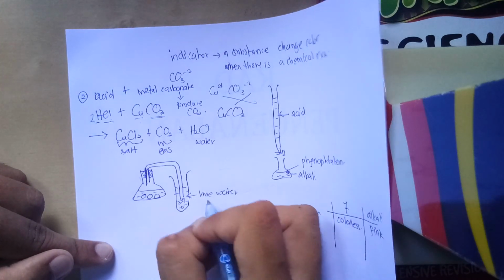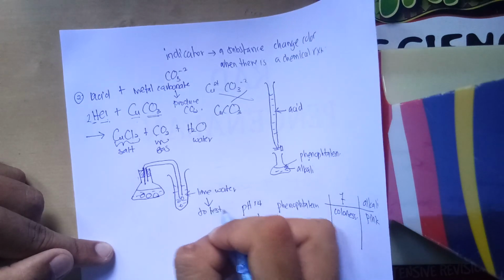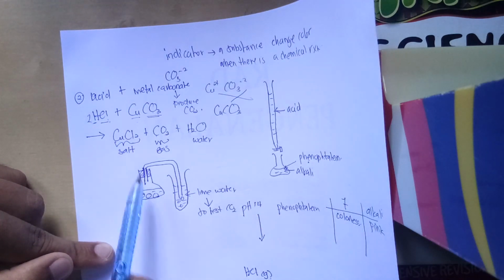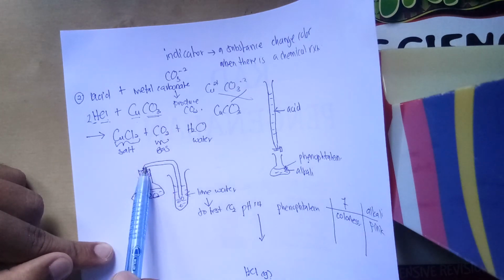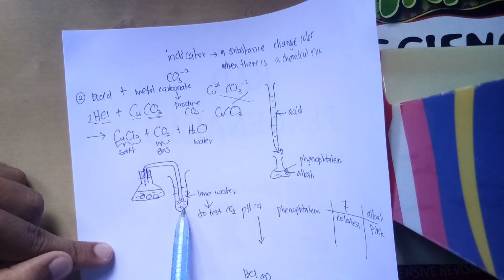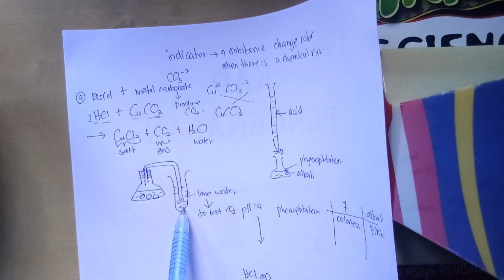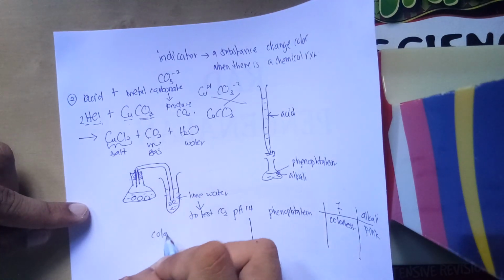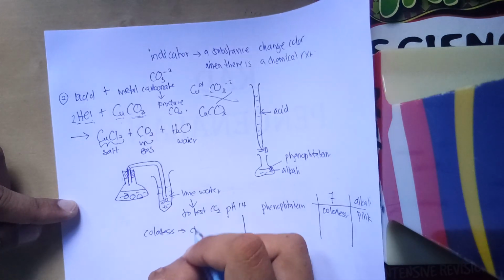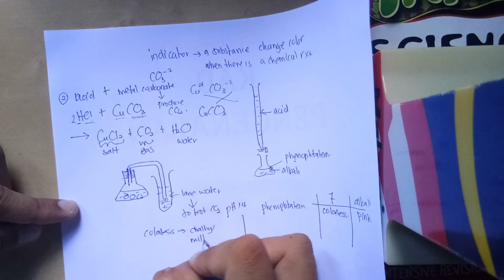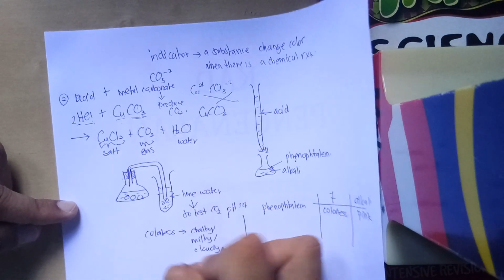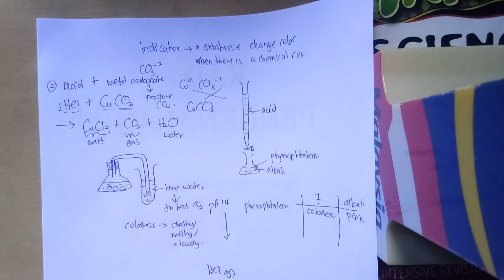What is lime water? Lime water is used to test for CO2. The CO2 produced will come up into the pipe, flow along, and come into the lime water. Once the lime water detects your CO2, it changes from colorless to chalky, milky or cloudy. So if you see the lime water change, you know that you already produced CO2. Basically, when metal carbonate is put into acid, it compulsorily produces carbon dioxide.